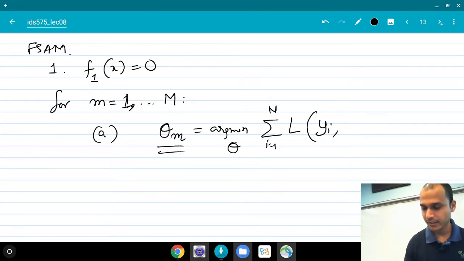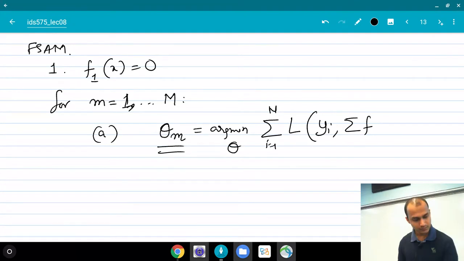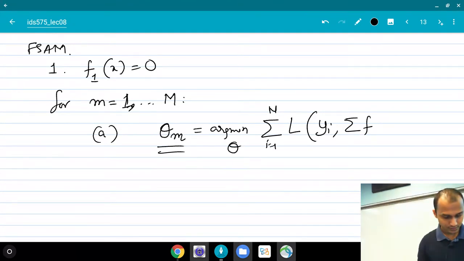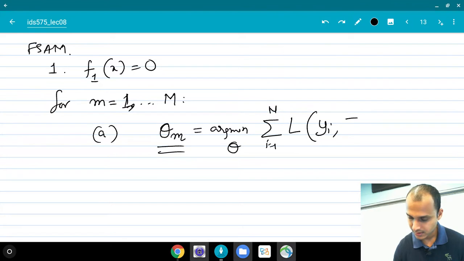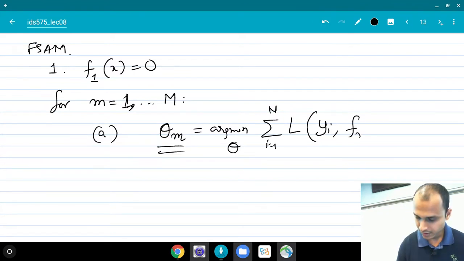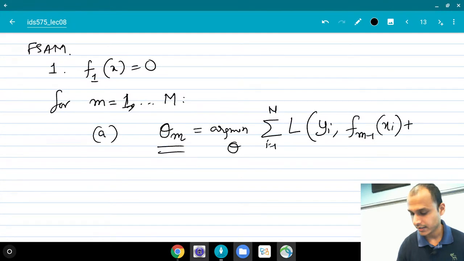So the ground truth is, let's say, yi, and the prediction is going to be f of m minus 1 of xi plus some new model, let's call it b of xi with parameter theta. Okay.